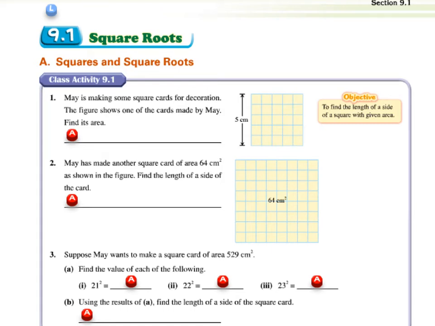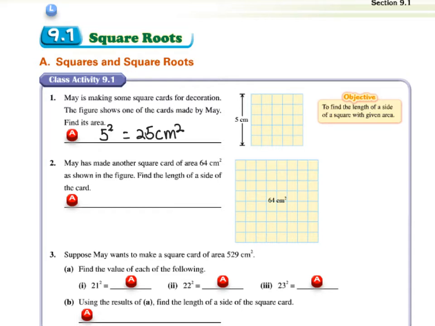Dear student, today we would like to talk about chapter 9.1, square roots. Before we start the lesson, let's try the class activity 9.1. Please pause the video and try class activity 9.1.